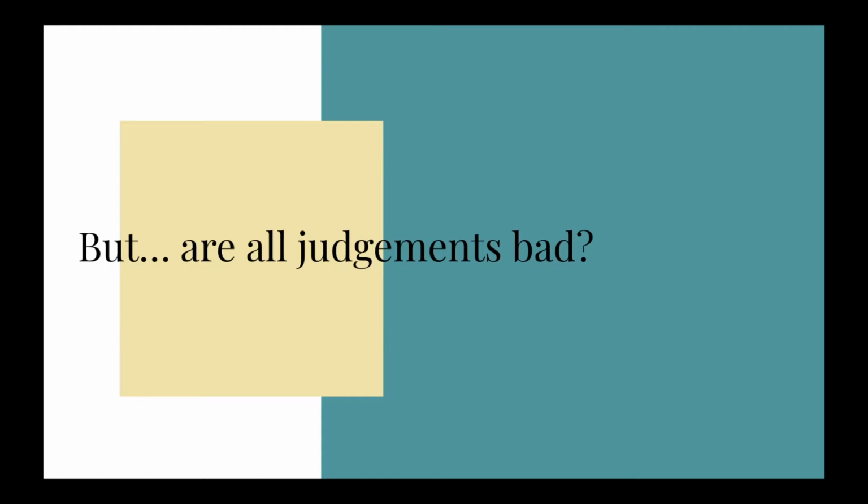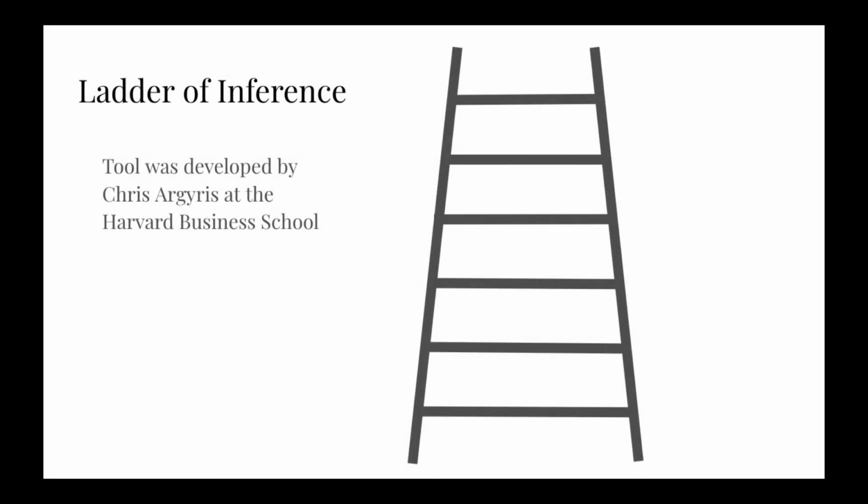What's important is that when you are making a judgment, you recognize that you have made a judgment and explore your own bias or the belief that you're filtering the observations through to make your judgment. So, how might you recognize your bias when you're making a judgment on a daily basis? To do this, it's good to use a ladder of inference as a reference tool. This tool was developed by Chris Argyris at the Harvard Business School.